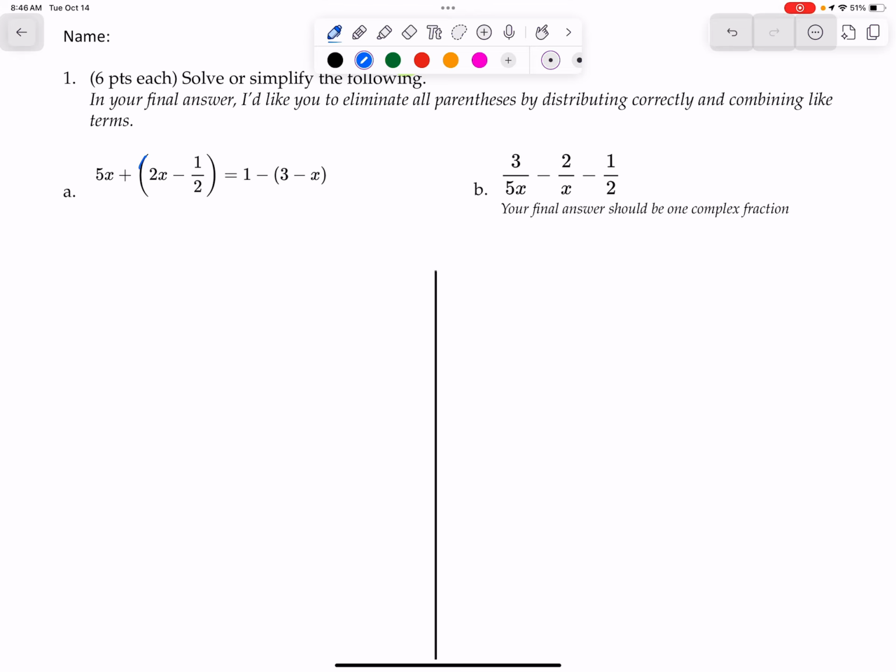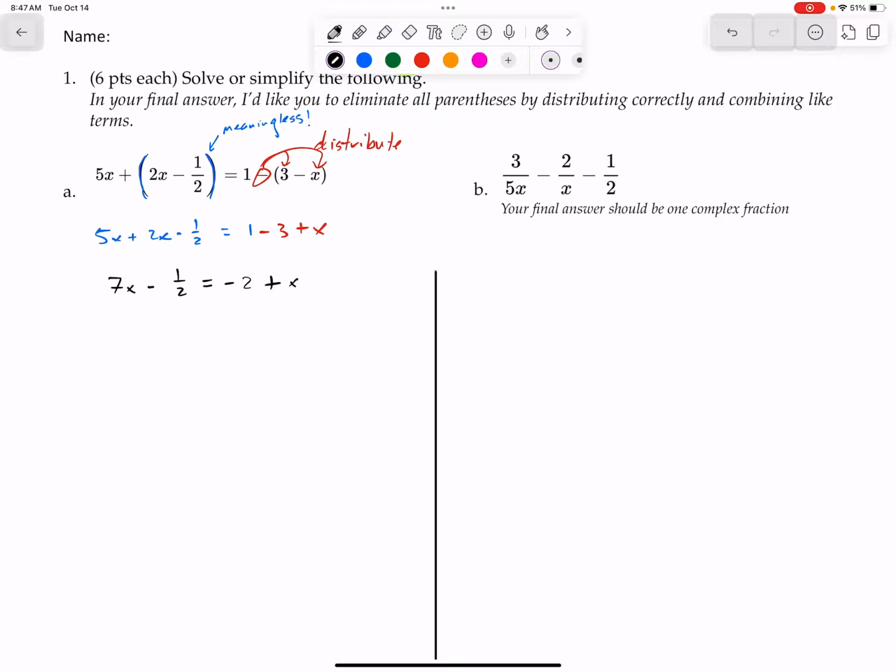So these parens here, really meaningless. So this is 5x plus 2x minus a half equals 1. But here I need to distribute that to both of those. So it's going to be minus 3 plus x. Let's combine these. So I get 7x minus a half equals 1 minus 3 is negative 2 plus x.